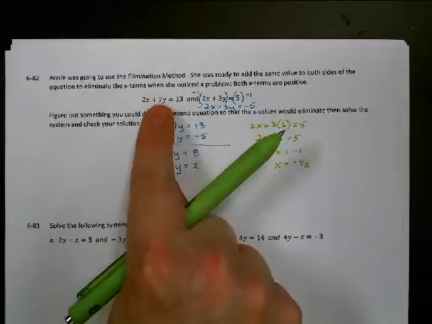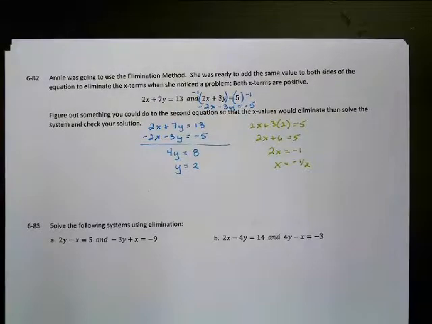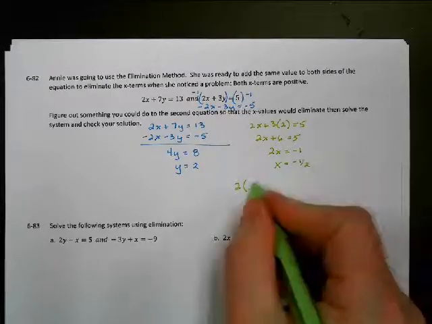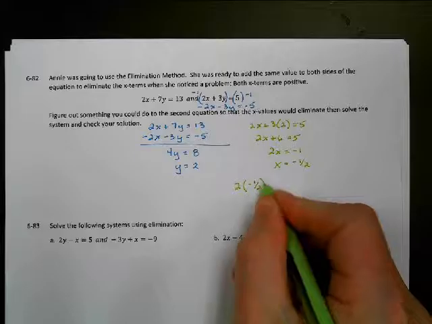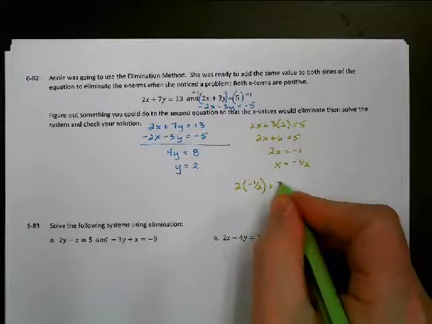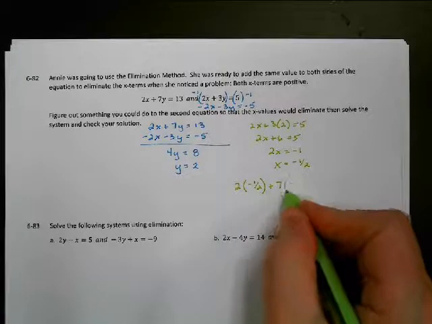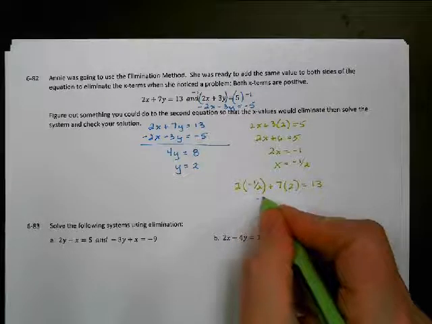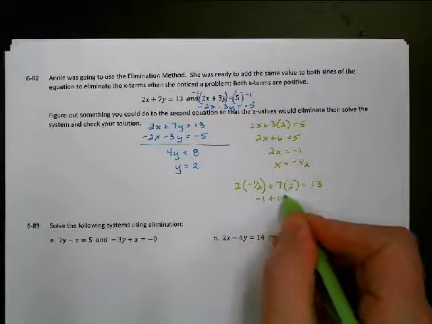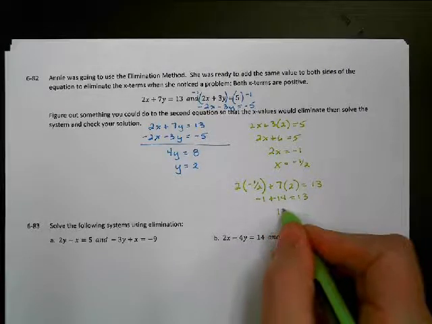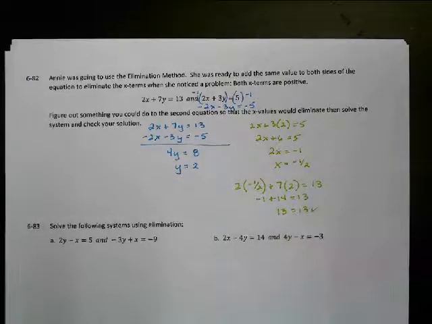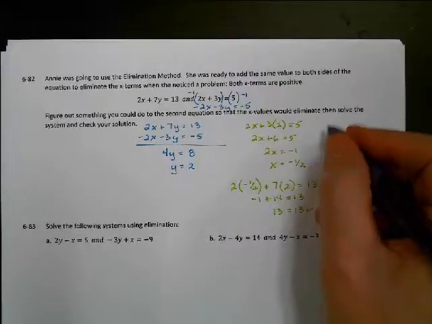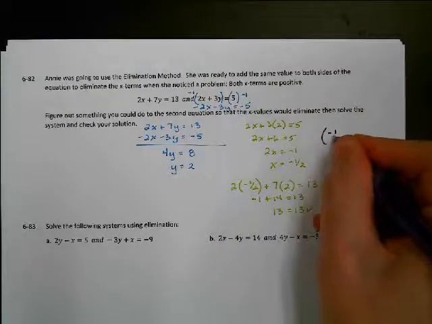So I've got 2 times x, which we're saying is negative 1/2, plus 7y, and y we're saying is 2. Do they equal 13? Well, 2 times negative 1/2 is negative 1, plus 14 equals 13. So 13 equals 13. I know that I'm 100% right. You're not wrong because you got a fraction. That was the answer: negative 1/2 and 2. That's your answer.